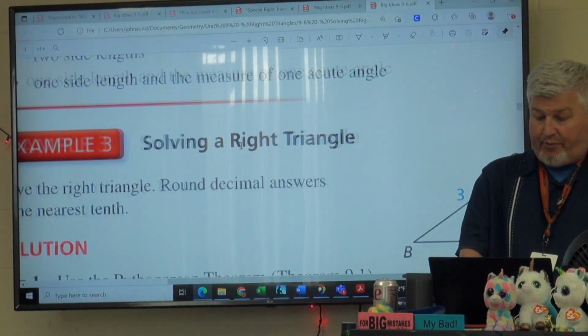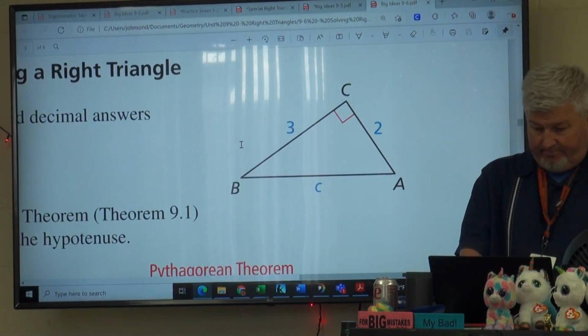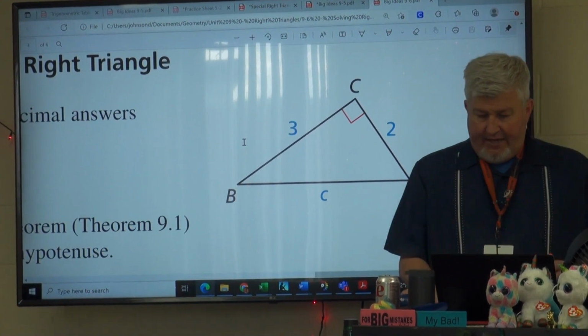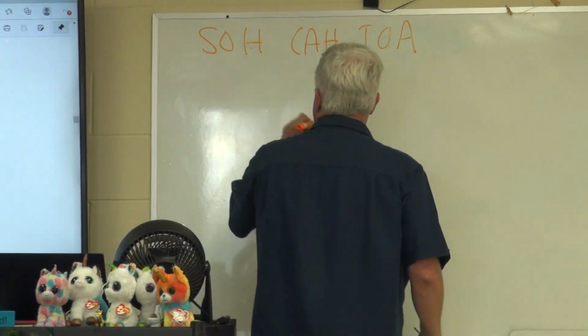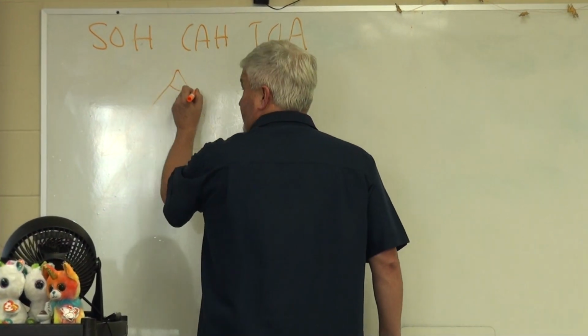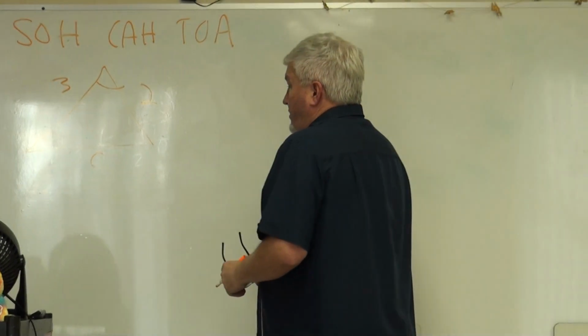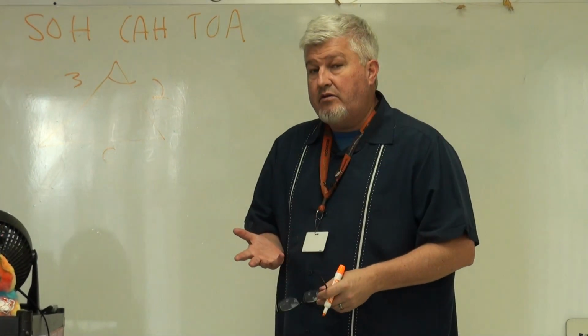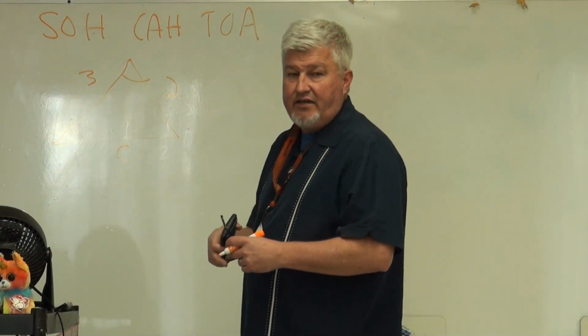So here's our practice example. Solve this triangle. Okay, solve this triangle. So let me redraw this triangle here. And this, 2, 3, and C. Alright, so they gave us 2 sides. So the first thing that's easiest to solve for is the third side.